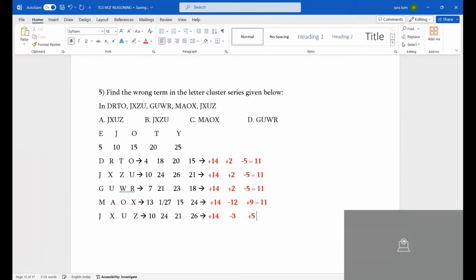So only in the last one you won't get the sum as 11. What is the sum here? It is 14 minus 3 plus 5, right? 14 minus 3 is 11, plus 5 is 16. So this here is the odd man. Because you add all these numbers, you get 11, 11, 11, and only here you are getting 16. Therefore, this is the odd man out. I hope that made sense.